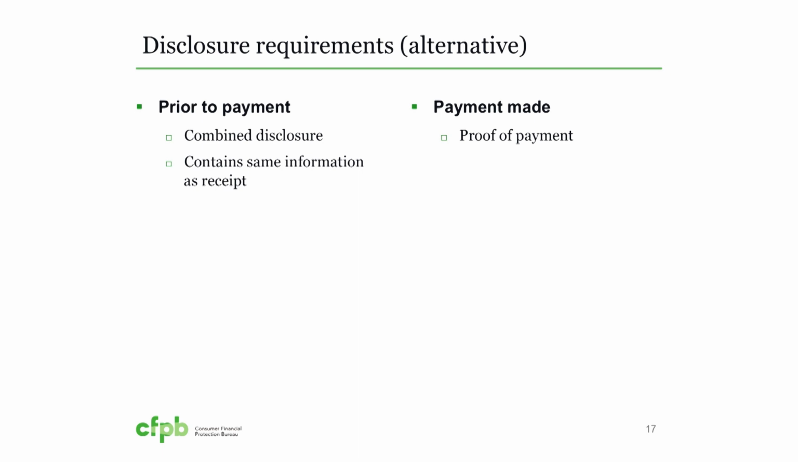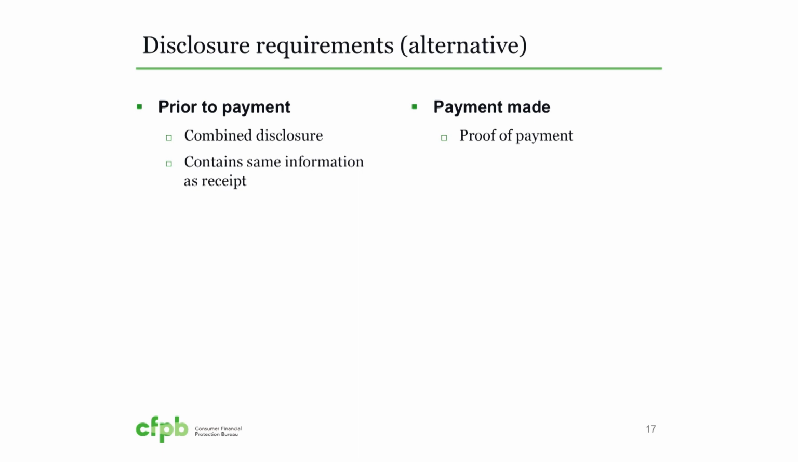We have been asked about the various ways proof of payment can be provided. The rule states that the proof of payment needs to be clear and conspicuous, provided in writing or electronically, and provided in a retainable form. Otherwise, the rule does not specify what the proof of payment must look like.